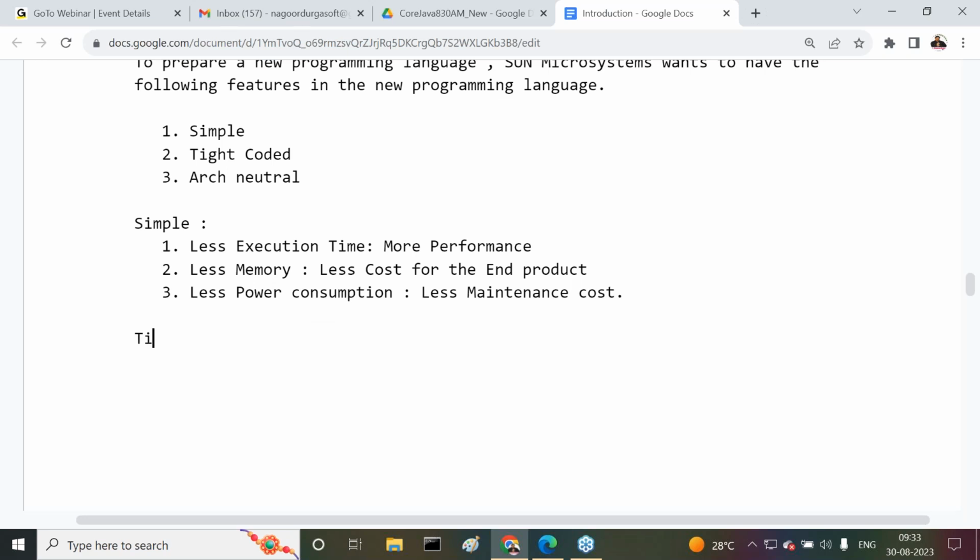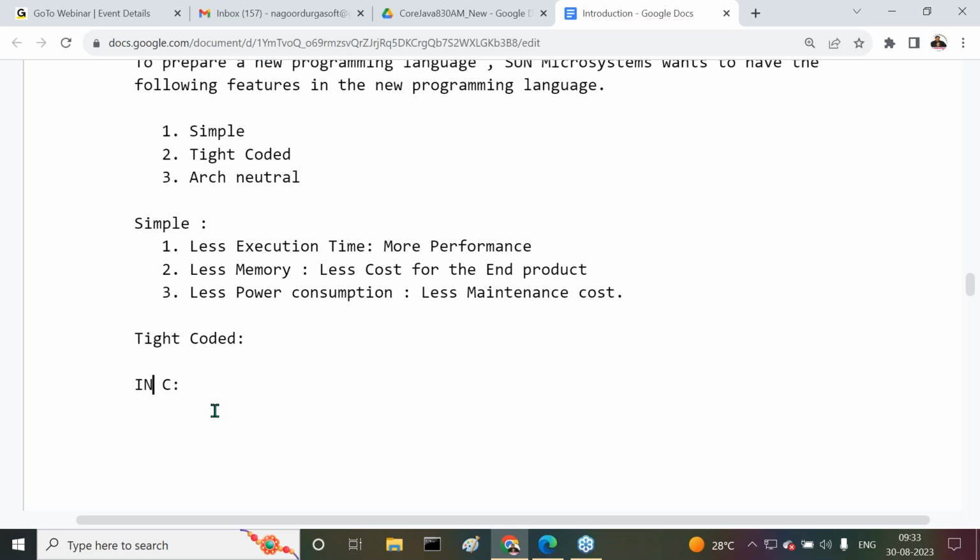Now tell me, sir, what is next? Tight coded programming language. What is the meaning of this tight coded programming language? Now I'm asking one question to you, try to answer it. I think all of you have awareness of data structures from your academics. Just the name is sufficient, no need to think too much. Stack is one of the data structures, am I right or not? We know the stack already. Okay, fine. All of you observe carefully.